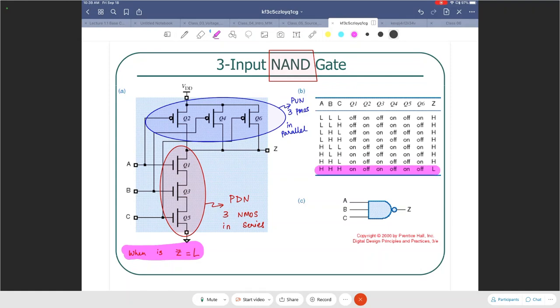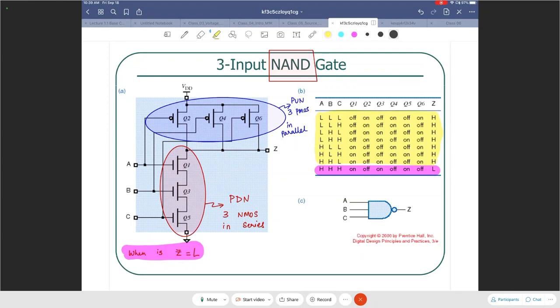And for every other entry, at least one of them, A or B or C, is going to be 0 or low, which means Z will not be able to go to ground. Z will not be low. At those times, Z will actually be connected to VDD, a high voltage, through at least one of these paths, through Q2, through Q4, or through Q6. So those are all the first 7 entries in the table. All those are right here, all the 7 entries. And for that, Z is always high.